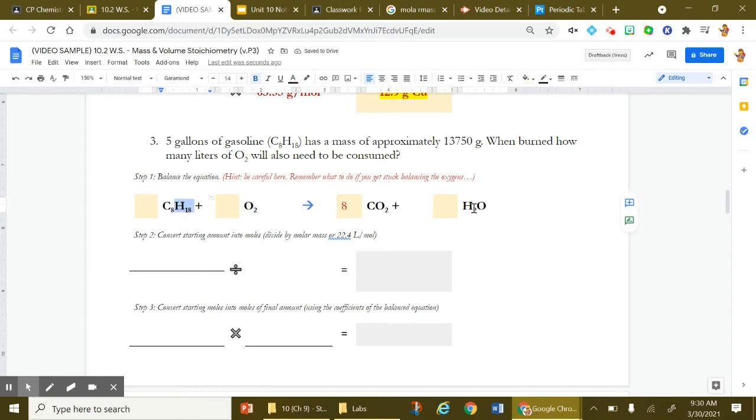18 hydrogens, 9 times 2 is 18, okay? Now, how many oxygens? We have 8 times 2, that's 16, plus 9 times 1 is 9. 16 plus 9 is 25. There's no number we could put here to make this 25, all right? Because we could only get even numbers because it's multiplying by O2.